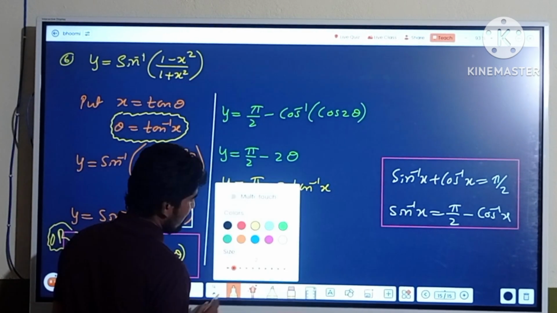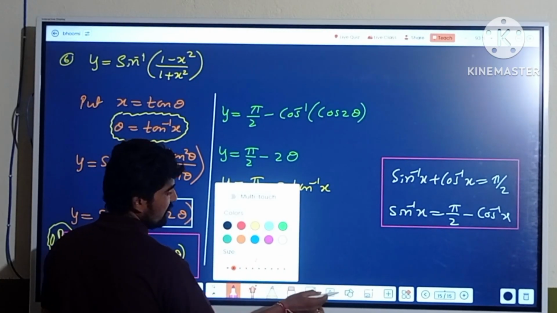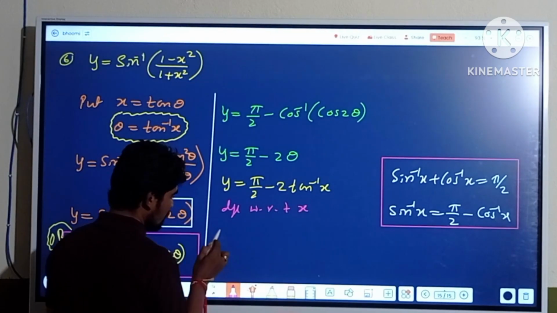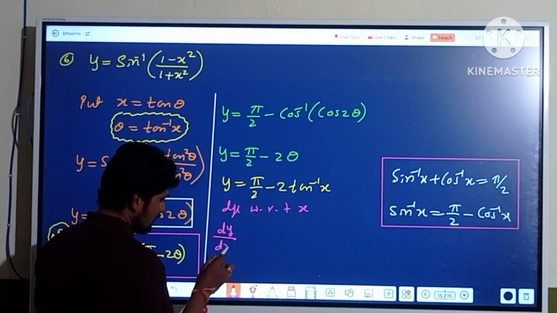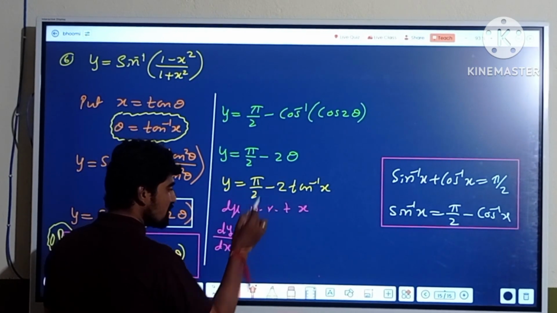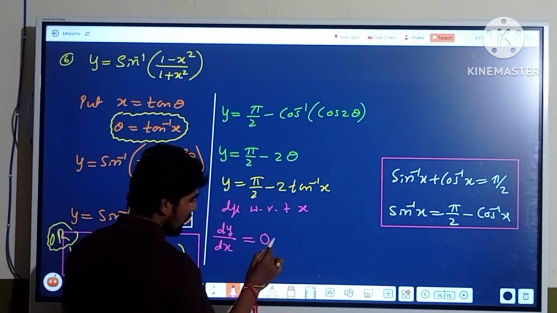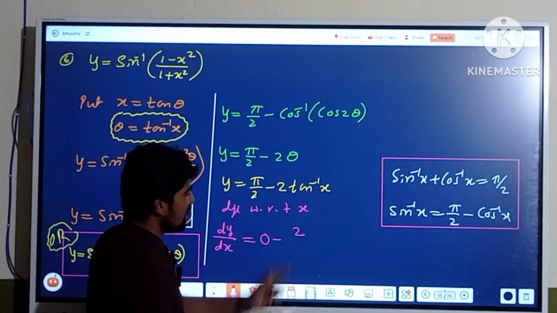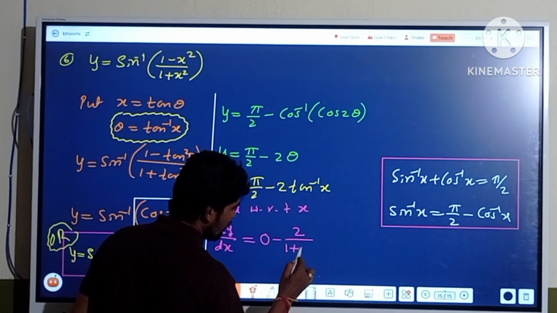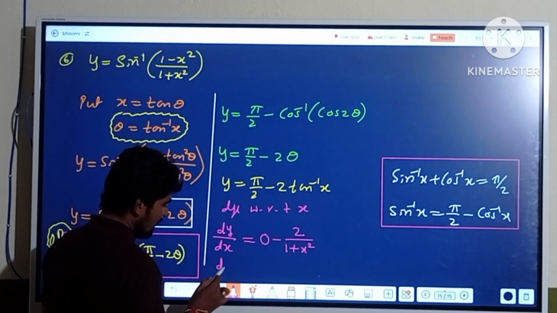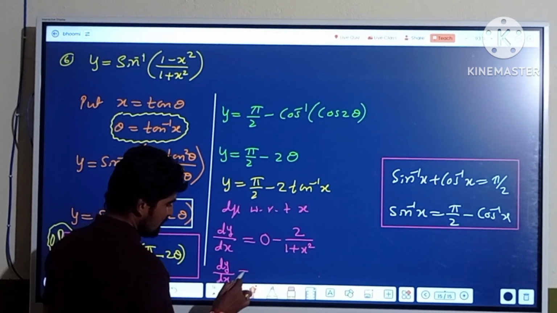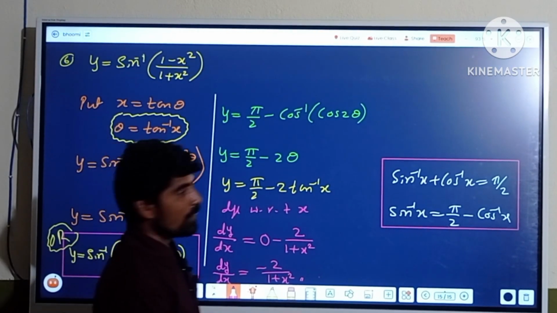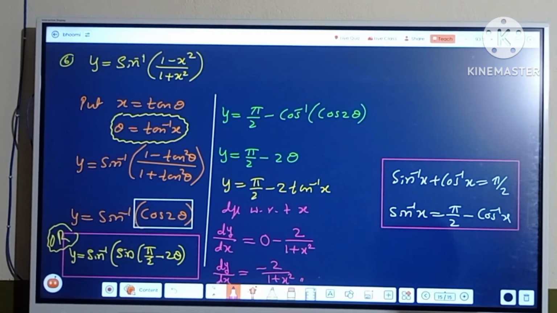Now easily we can differentiate this with respect to x. So dy by dx equals pi by 2 is a constant, derivative of constant is 0, minus 2 as it is because it is a multiple of tan inverse x. So 2 as it is, derivative of tan inverse x is 1 divided by 1 plus x square. So finally the required dy by dx equals minus 2 divided by 1 plus x square is the answer. I hope all of you are understanding.